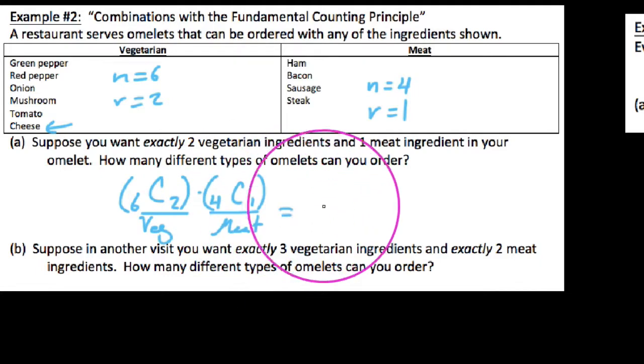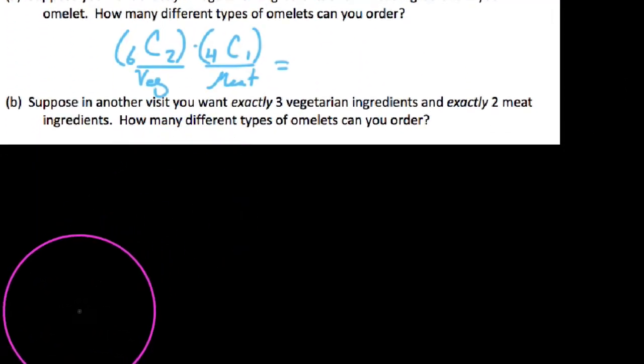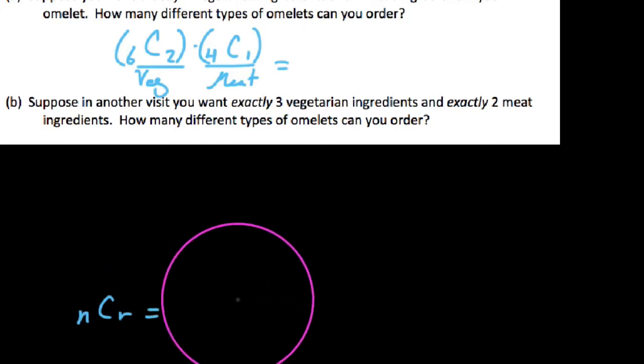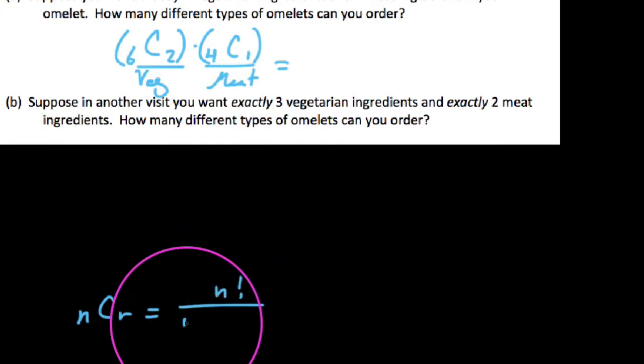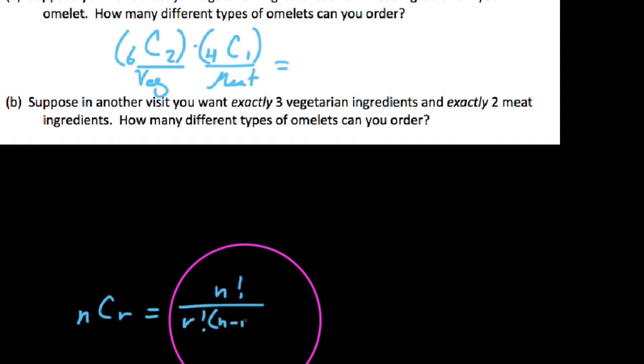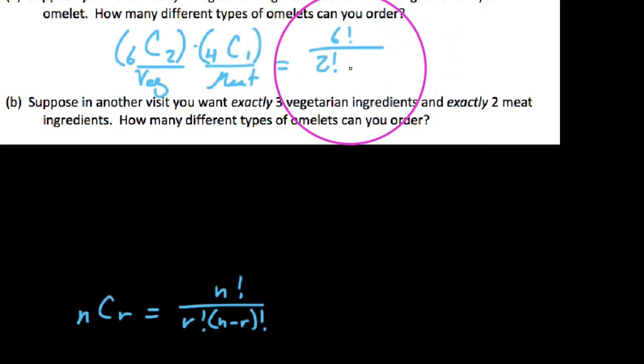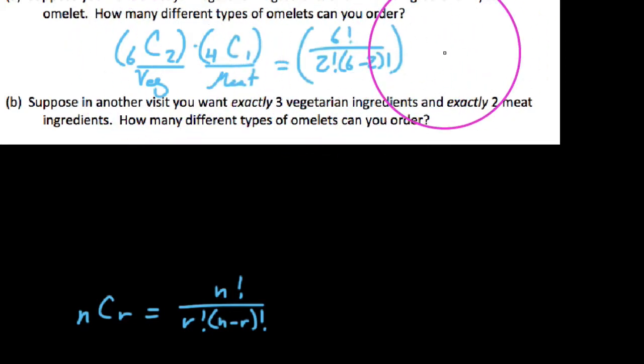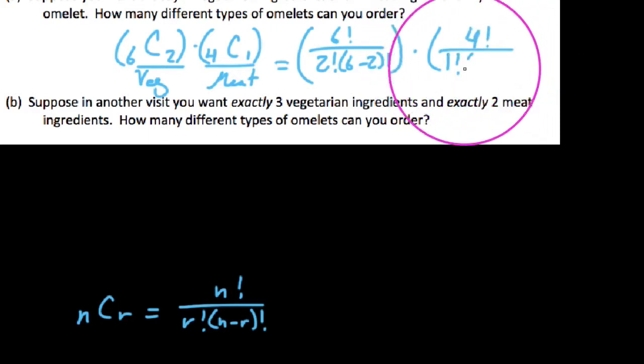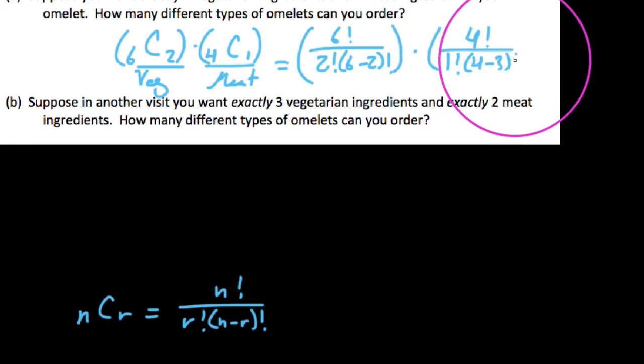Now, evaluating this, recall that our formula for combinations is n choose r, where we have n factorial over r factorial times n minus r factorial. So what this yields is 6 factorial over 2 factorial times 6 minus 2 factorial. This is the number of ways we could get 2 vegetarian ingredients from 6. We'll have to evaluate that. And then for the meat ingredients, it would be 4 factorial over 1 factorial times 4 minus 1 factorial.